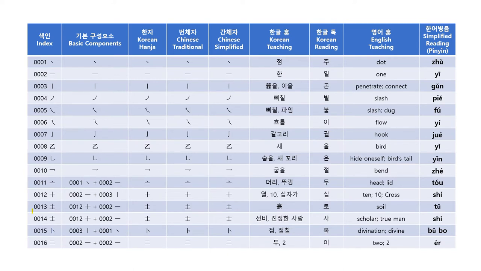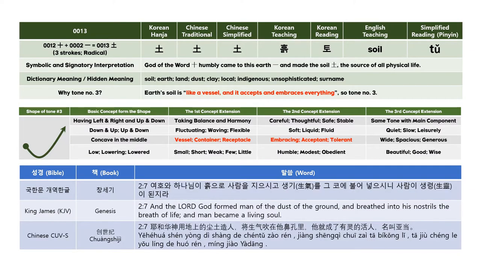On the index, we are here now. This character is the combination of these two characters we have already learned, meaning soil. This character is three strokes, one of the radicals. How has this character got the meaning of soil? It's the combination of these two characters.